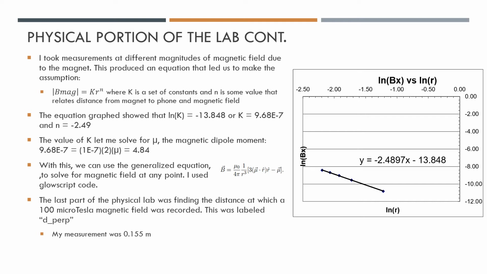The value of k ended up letting us solve for the magnetic dipole moment, because you're just setting it equal to a set of constants. We ended up finding that mu equals 4.84. Once you know this, we can use a generalized magnetic field equation to solve for the magnetic field at any point, and we used this in the GlowScript code later. One more part of the physical portion is finding at what distance the magnetic field is 100 microtesla, and that was my d perp value. That's the rest of the physical portion of the lab.